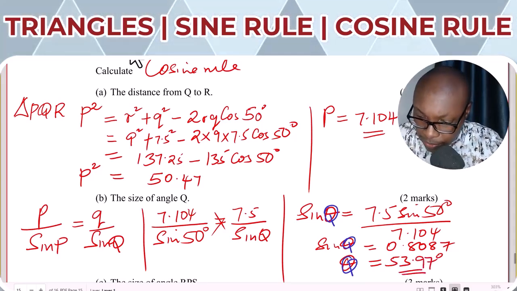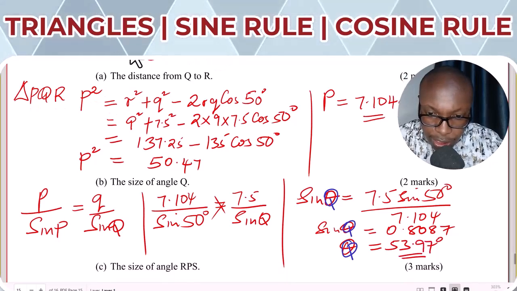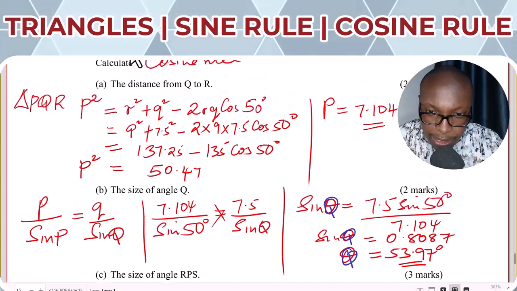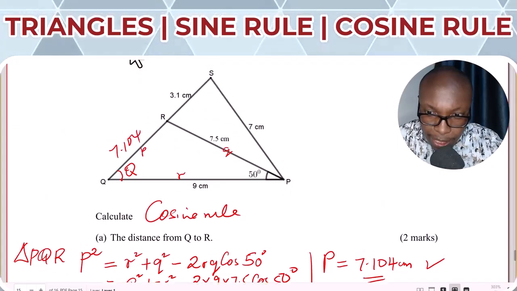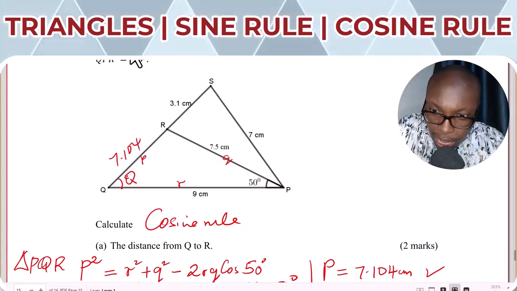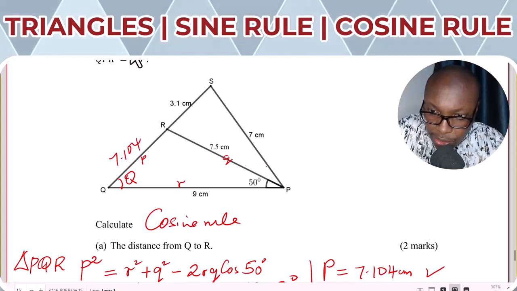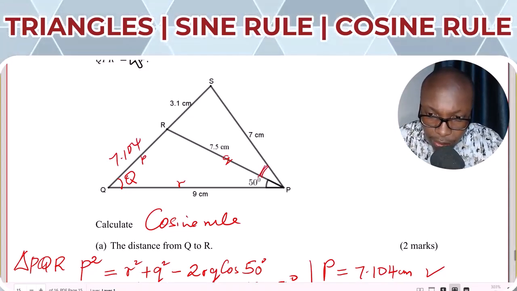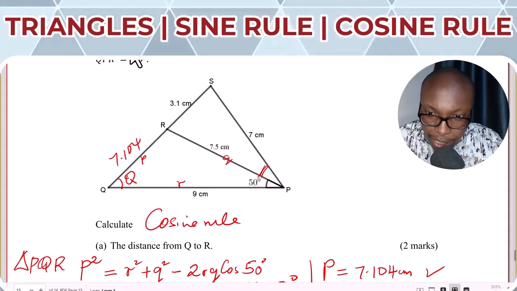53.97 degrees. So that is how you work out the size of angle Q. Now the other one is the size of angle RPS. So why RPS? This is the angle here. That is the angle, RPS.